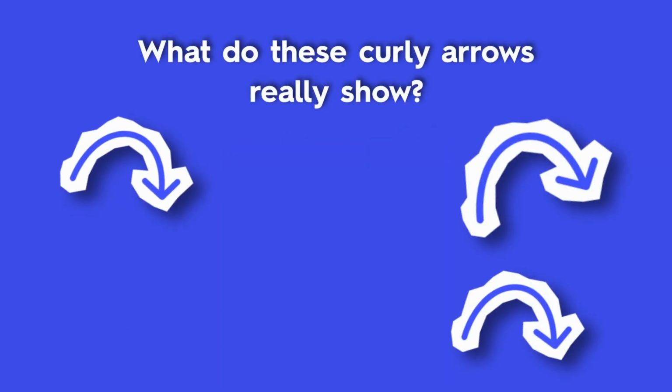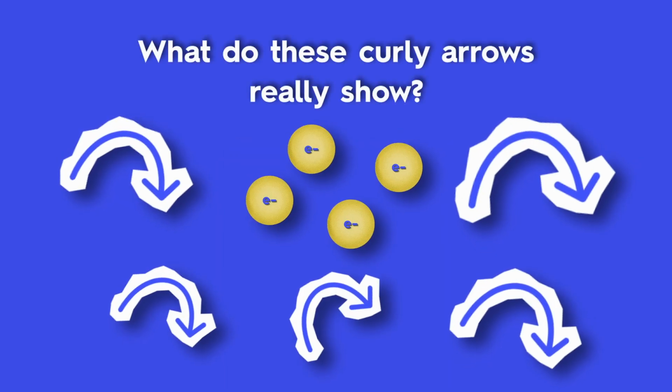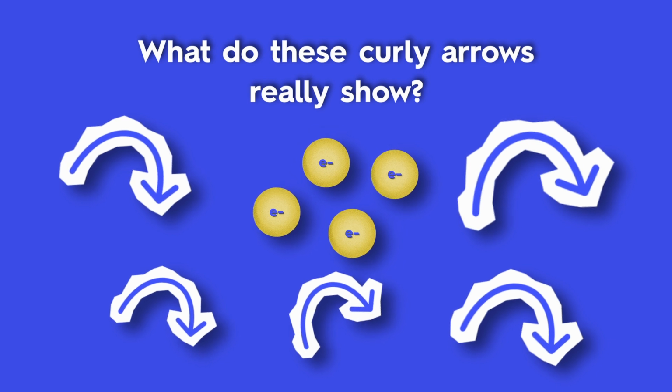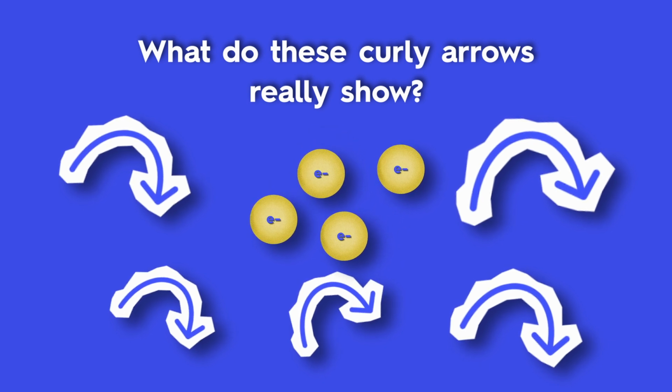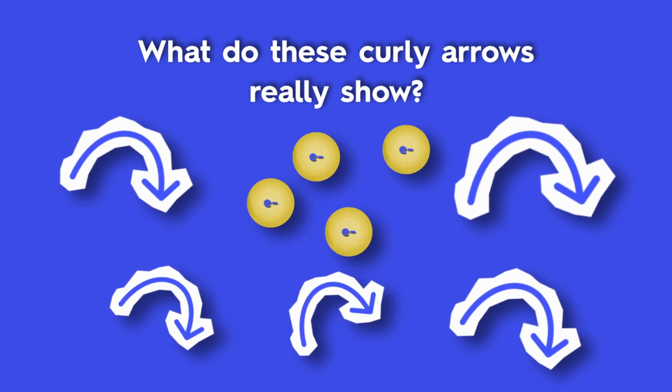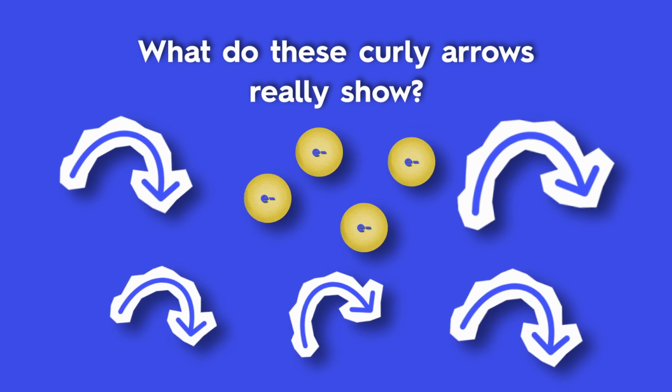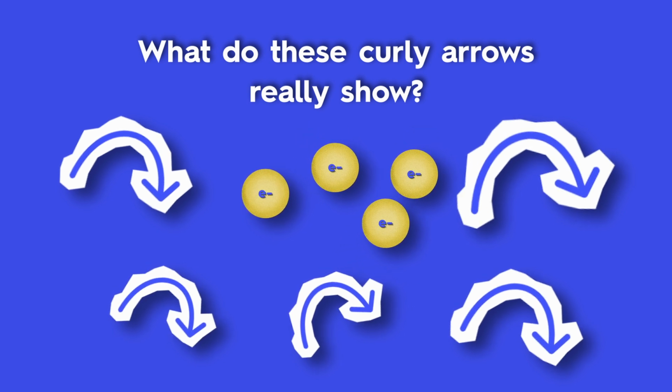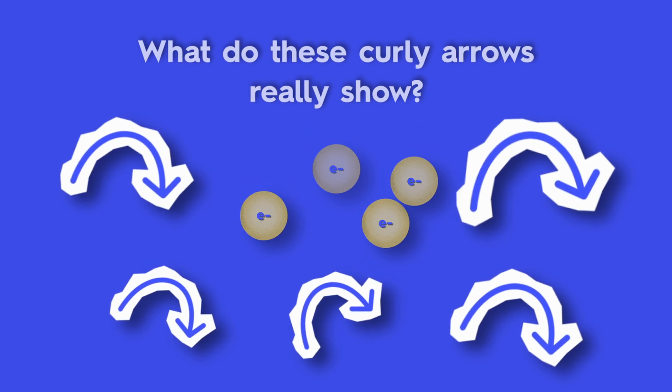Quick check. What do these curly arrows really show? Here's the rule most beginners miss. Arrows show electron pairs moving, not atoms, and they never start at a positive charge. So, how do you read and draw them the right way?